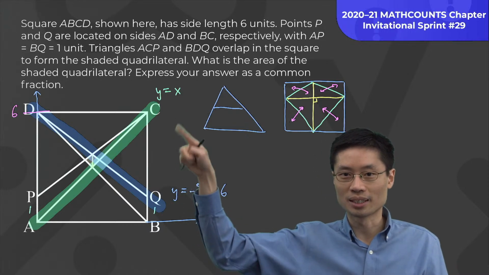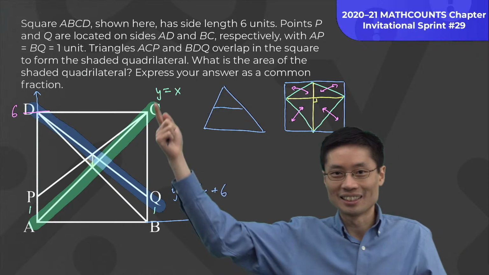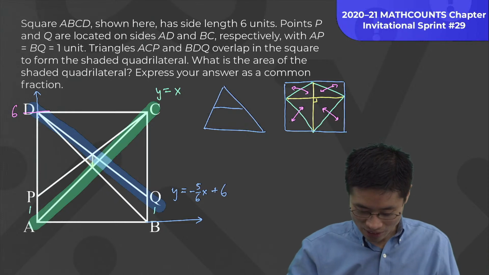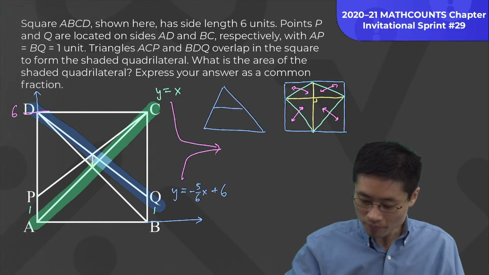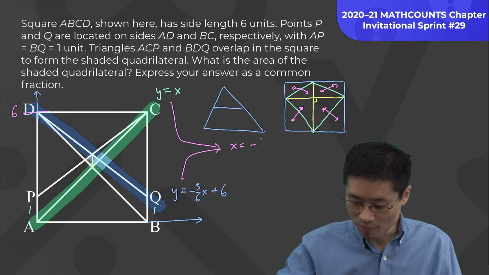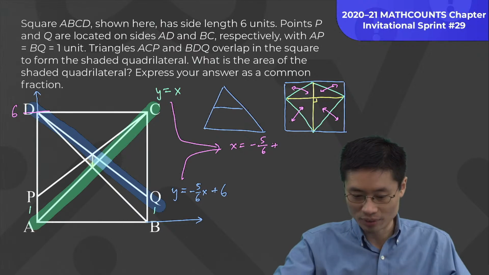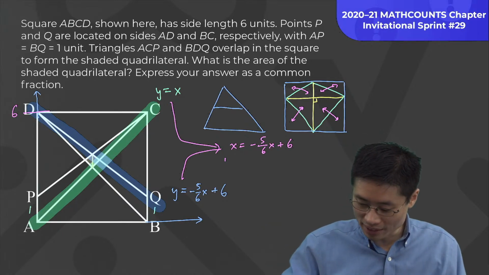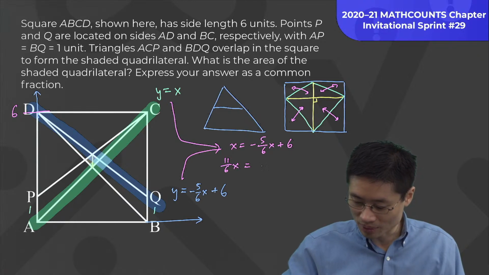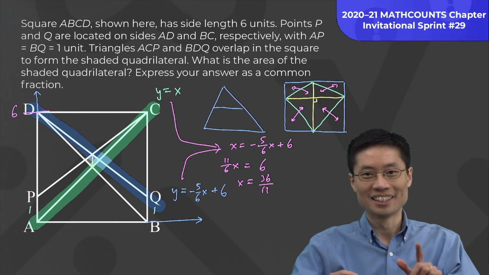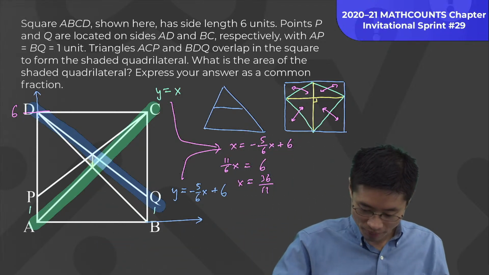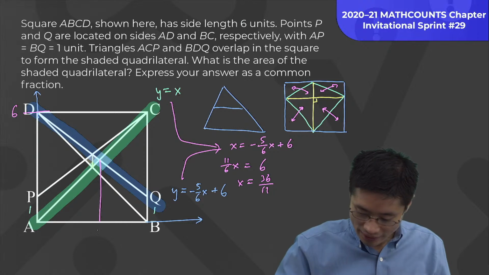Okay, I was happy with this system of equations because I can solve that easily. There's just a y equals x, use a substitution, and what I care about is the x coordinate. So if I put these together, y equals x, so x is equal to minus 5 over 6 x plus 6. Now add 5/6 x to both sides. 11 over 6 x is equal to 6. x is equal to 36 over 11. Perfect. I have now found the x-coordinate of that intersection point. This intersection point is at 36 over 11.